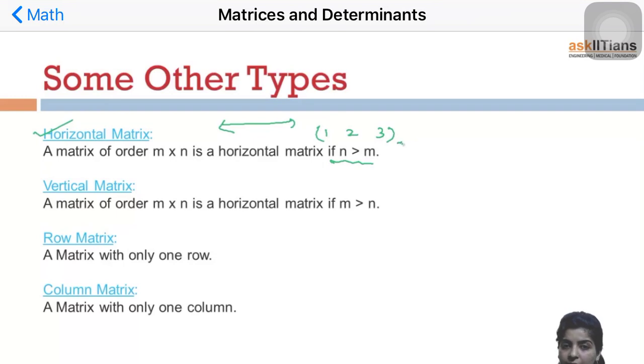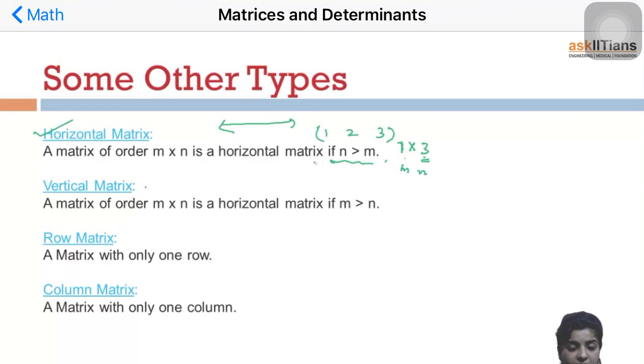So we have one row, so we have the order as 1 cross 3 columns. Now here see, n is greater than m. This is m, this is n. Now n is greater than m, so this becomes a horizontal matrix.